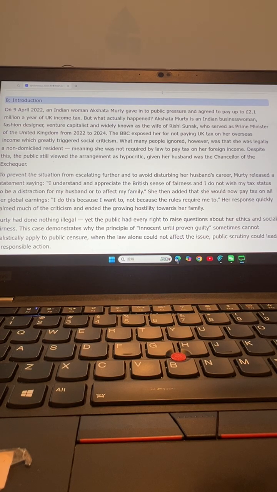The limitation is that she agreed to pay £2.1 million of tax a year, but then she didn't pay the tax from previous years. She's only going to pay from that year forward. But for the time she's been in the United Kingdom, she has not been paying income tax, so it's not fair. Okay, that's acceptable.